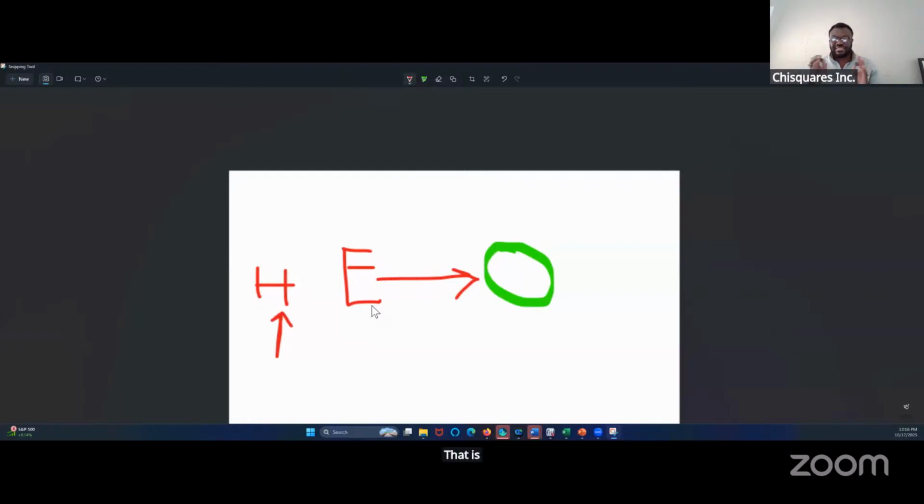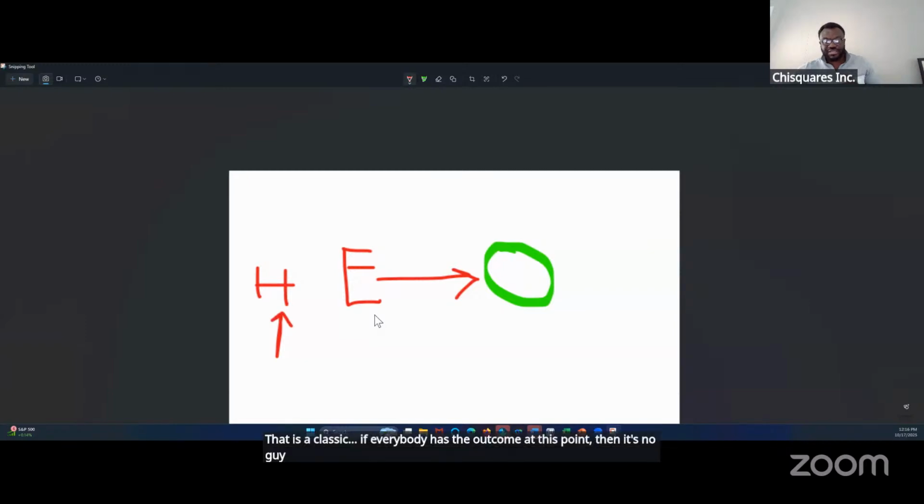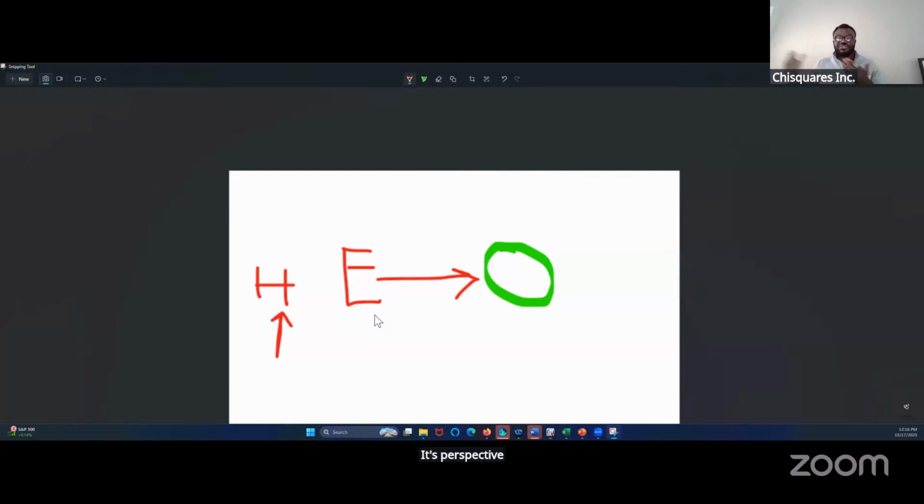That is a classic. If everybody has the outcome at this point, then it's no longer a prospective cohort. It's prospective, looking forward into the future, because we're looking forward to see whether these individuals will develop the outcome. So this study is not a case control study, right?